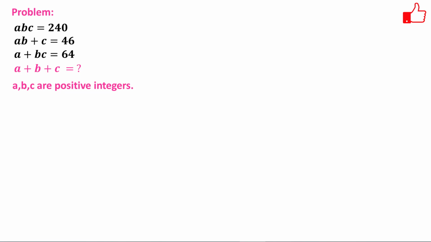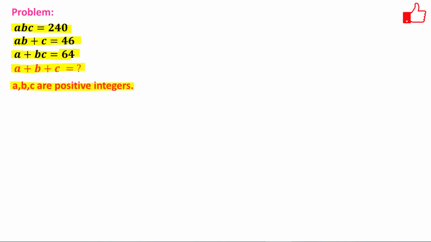Hello friends, in this problem you have been given three equations which have three unknowns. Then you have to find the value of the sum of these unknowns. The first equation is ABC equals 240. The second is AB plus C equals 46 and the third equation is A plus BC equals 64. Then you have to find what is the value of A plus B plus C. And it is also given that A, B, C are positive integers.